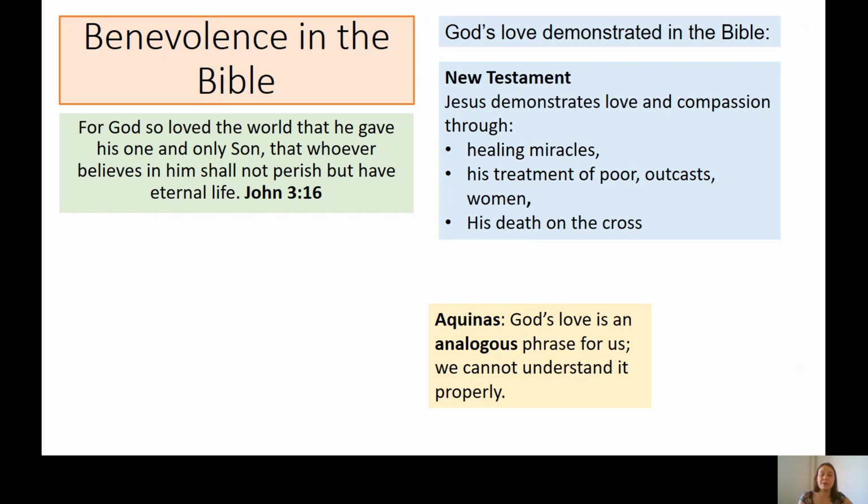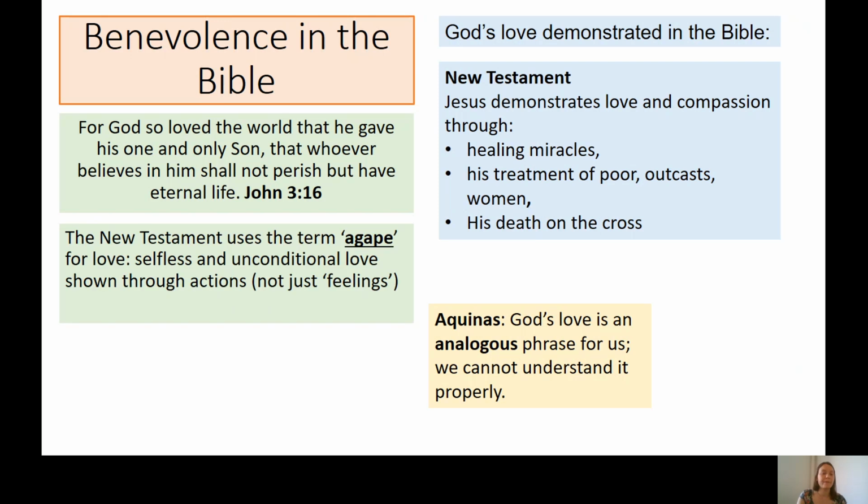And probably the most famous quote from the Bible that you will see on posters outside churches is from John 3:16, which says, God so loved the world that he gave his one and only Son, that whoever believes in him will not perish but have eternal life. And we've looked at that before, I think.